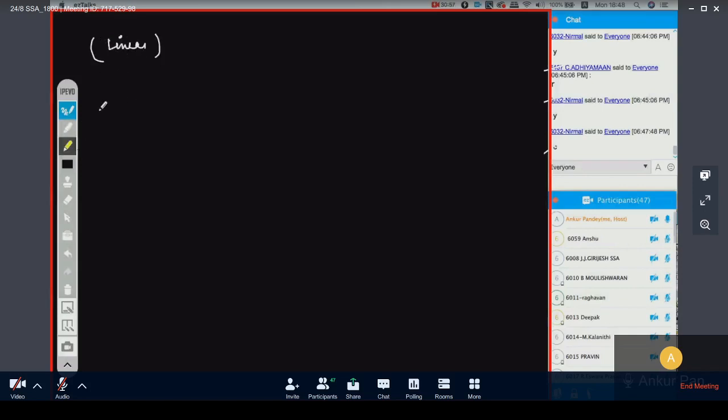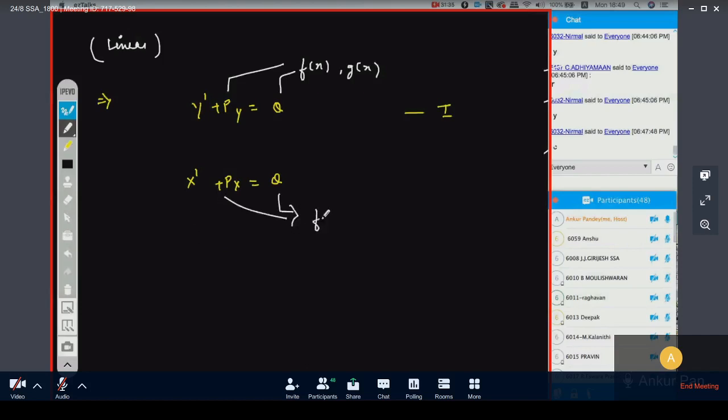If you are sleeping, get up. The format is y dash plus p y equal to q. Format number 1. Format number 2 is x dash plus px equal to q. In the first case, p and q are functions of x, or constants can also be, but in general different. In the second case, p and q have to be functions of y. Clear?